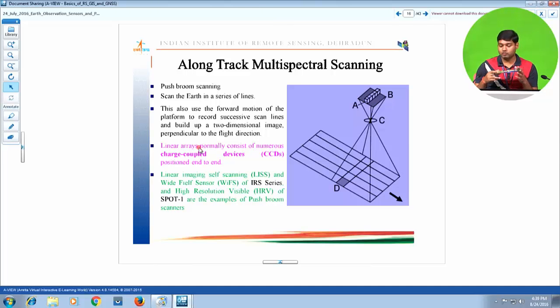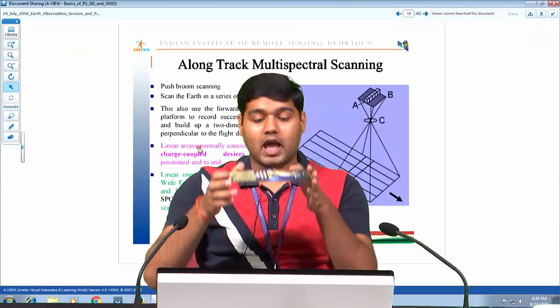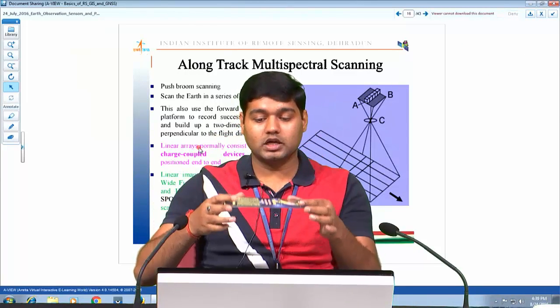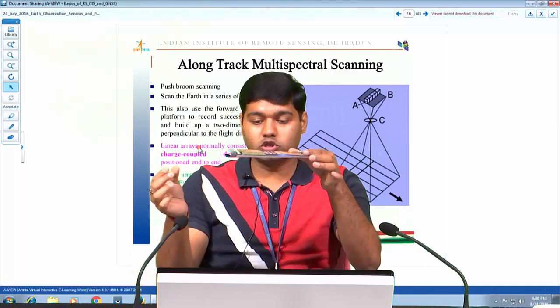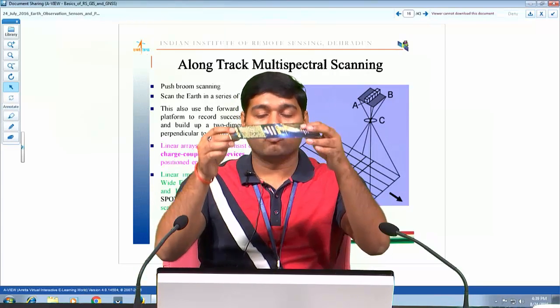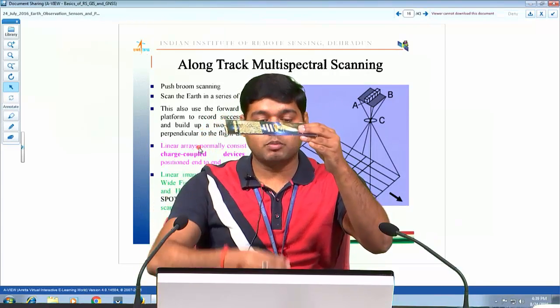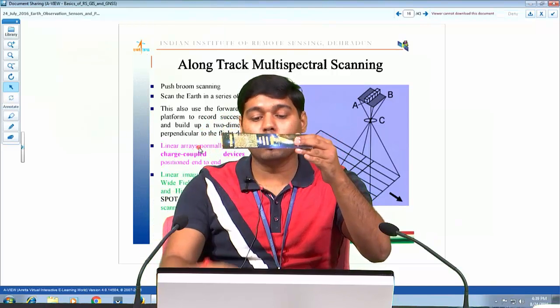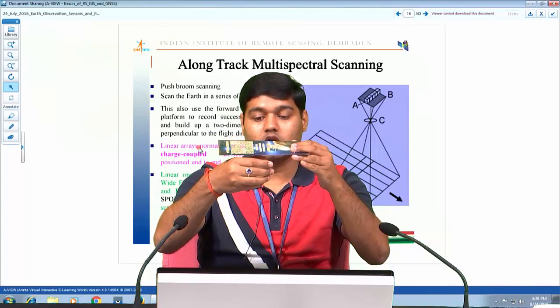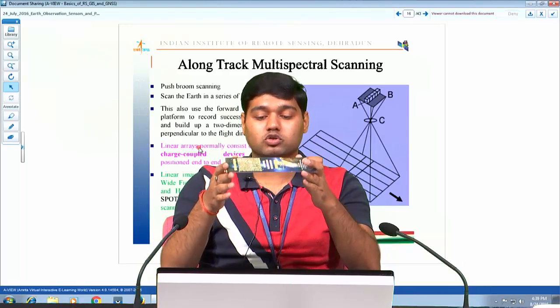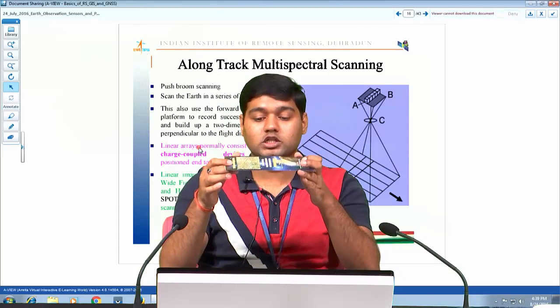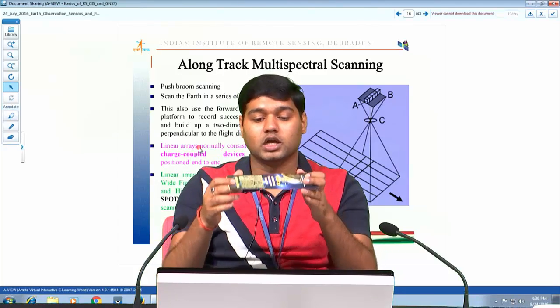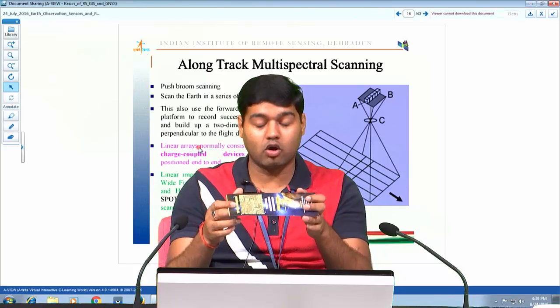Now the advantage of these push broom scanners is what? At an instant you are collecting the data for the whole swath. So for a longer duration you are seeing the particular area, which means you are receiving more signal from the earth surface. So your resolution is also affected, meaning you are getting better detailed information in the along track multispectral scanner.